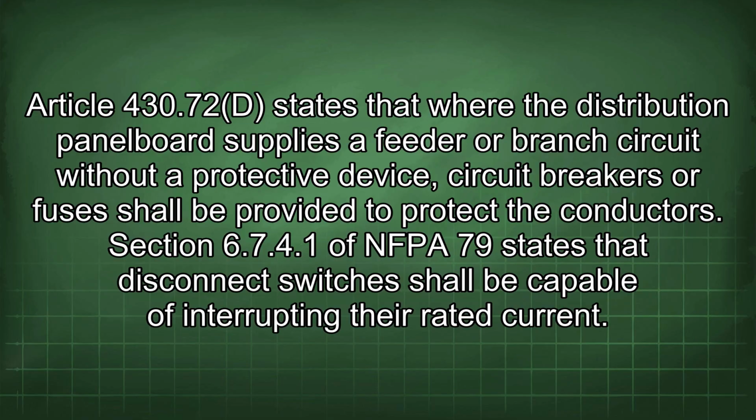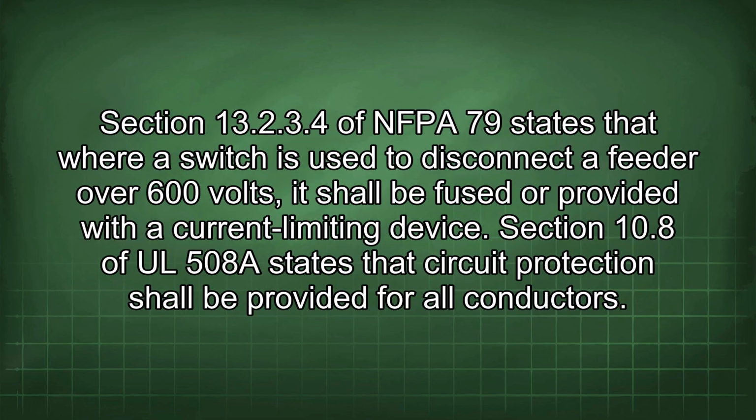Section 6.74.1 of NFPA 79 states that disconnect switches shall be capable of interrupting their rated current. Section 13.3.4 of NFPA 79 states that where a switch is used to disconnect a feeder over 600 volts, it shall be fused or provided with a current limiting device.